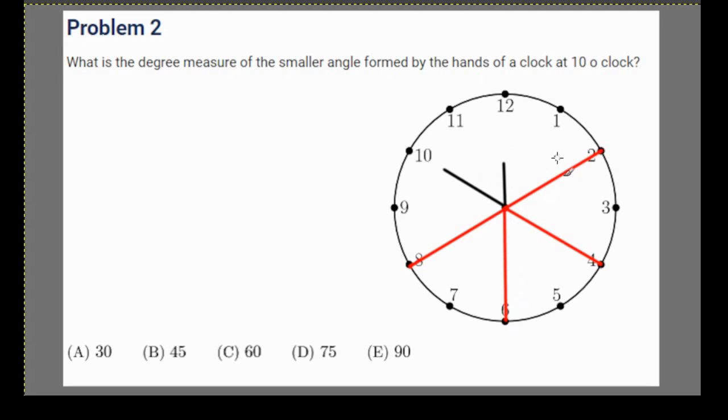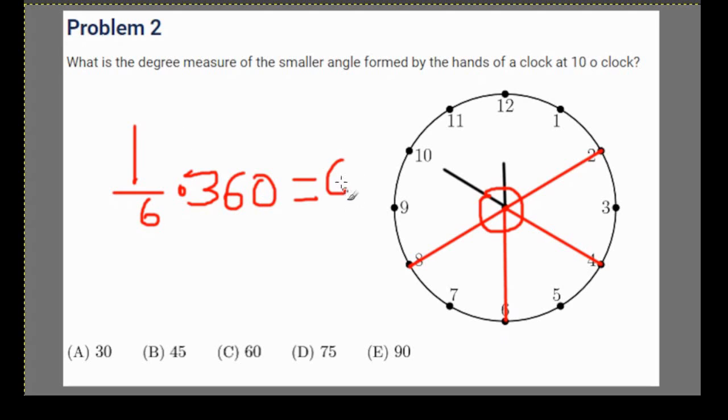As you can see, I divided it up into 6 parts, and the sum of all the angles of these parts are equal to 360 degrees. And since we want to know the distance between 10 and 12 o'clock, we multiply 1/6 by 360 degrees. And then we get 60 degrees. So there you have it. There's your answer, C.